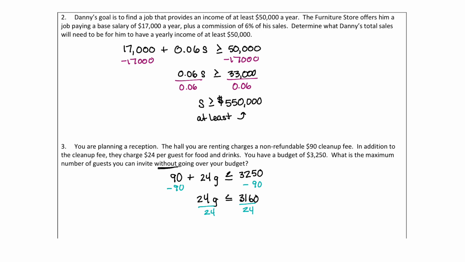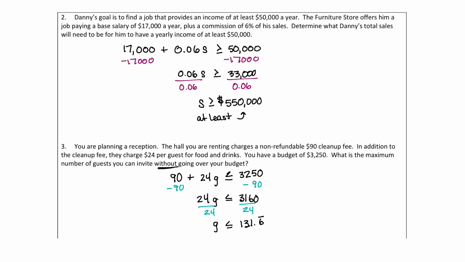And calculator time. So g is less than or equal to 131.6 repeating. Okay, so you can't have 0.66666 of a person. If I rounded that up, I would have 32 people, which would be too much. 32 people would make it go over the original.